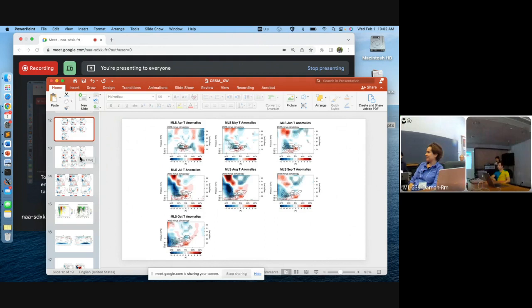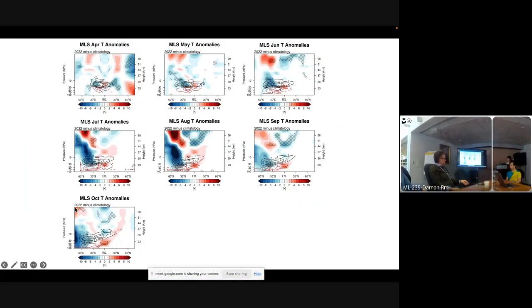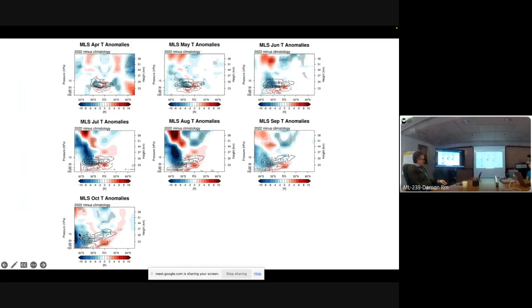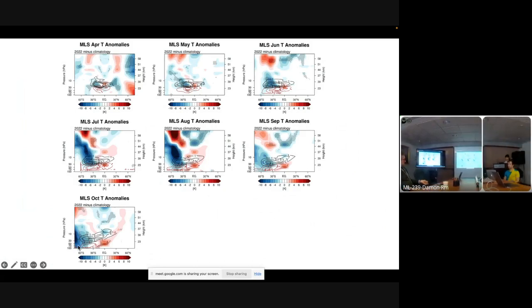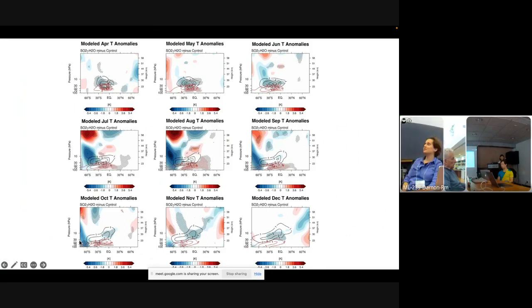We have validated our model simulation against the observation in terms of the temperature. If you look at the observation of temperature in October, you see that it's cooling about 10 minus 10. But if you go to our model simulation, you can see that actually we have a warmer bias, which suggests that we may underestimate the ozone loss.